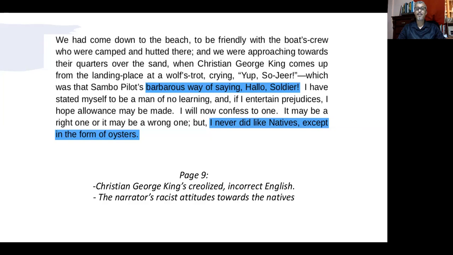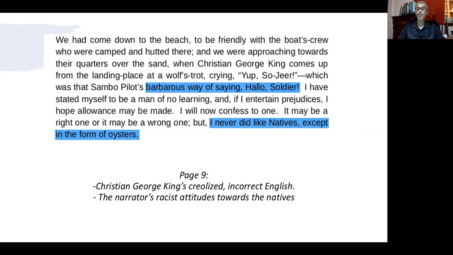So here, this is kind of creolized English used by the Sambo, and then it is being criticized and attacked in a racist manner by the narrator. "I have stated myself to be a man of no learning," right? Lower class. "And if I entertain my prejudices, I hope allowance may be made. I will now confess to one. It may be a right one, or it may be a wrong one. But I never did like natives, except in the form of oysters."